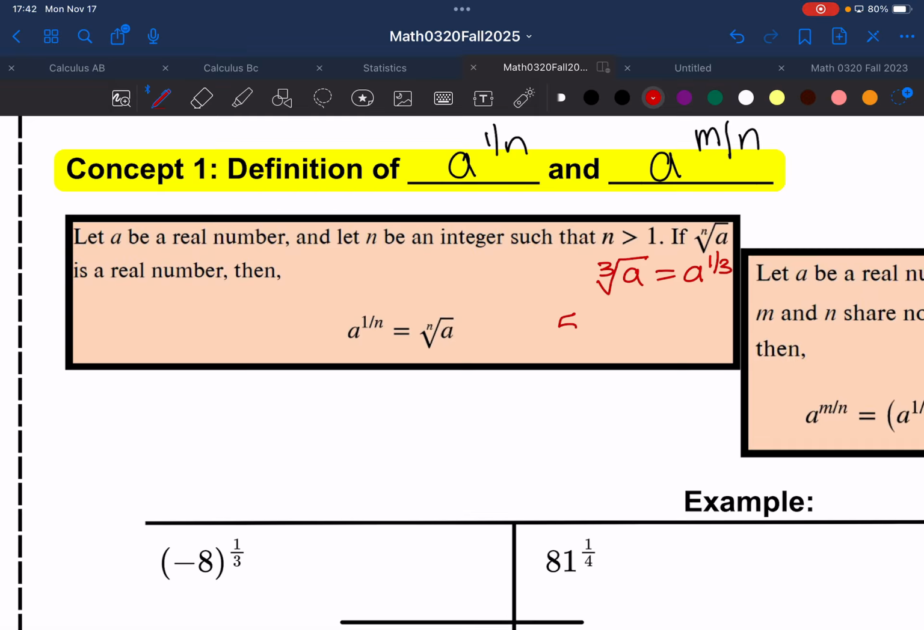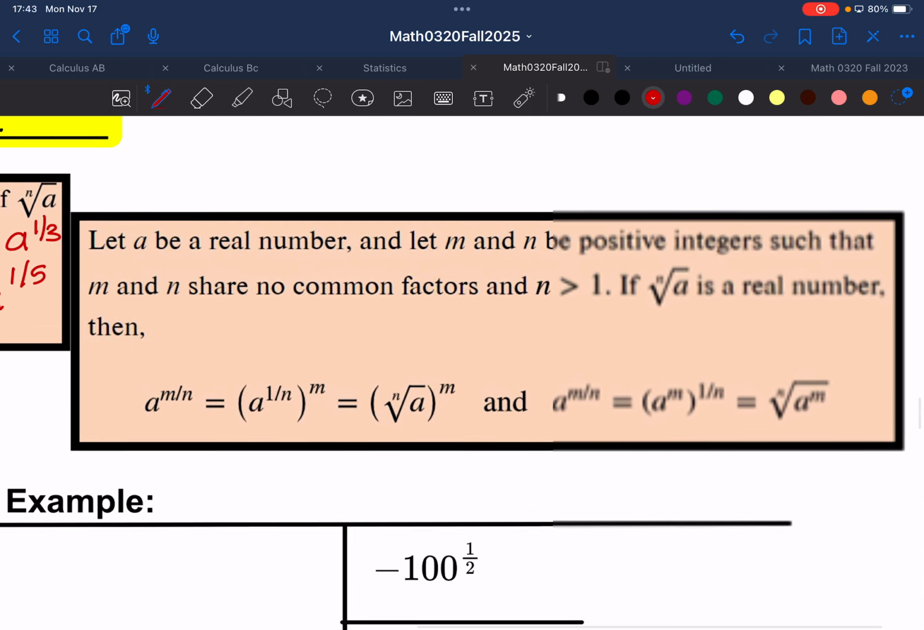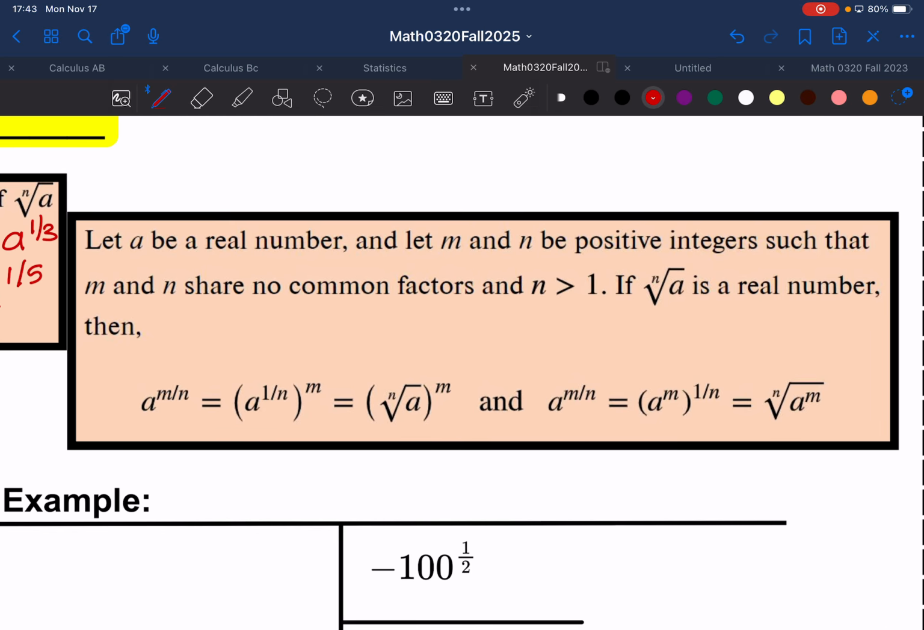So what would the 5th root of a become? This would be a to the 1/5 power. So it always just becomes the denominator of that exponent. This one's pretty simple because we're only talking about roots, like the cube root, 4th root, 5th root, etc. The difference between this one and a to the m over n power is we now have something being raised to the m power.